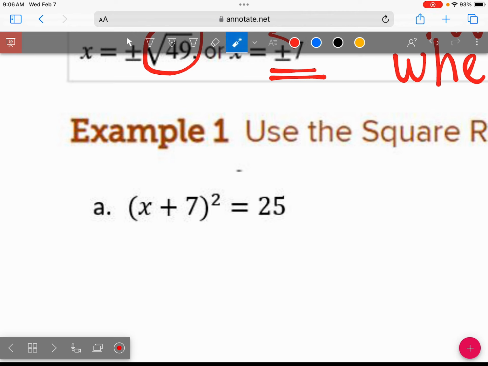Now, because the only thing we have on the left is a parentheses and a square, we're actually going to start by taking the square root, because what's the opposite of squaring something? The opposite of squaring a number is taking the square root. So I want you to go ahead and draw the square root on both sides. On the left side, all that's going to do is eliminate the parentheses and this exponent. It's going to get rid of that.